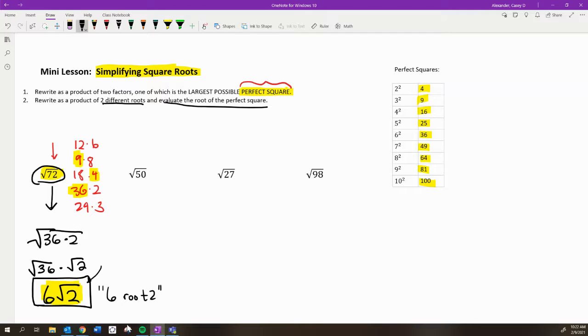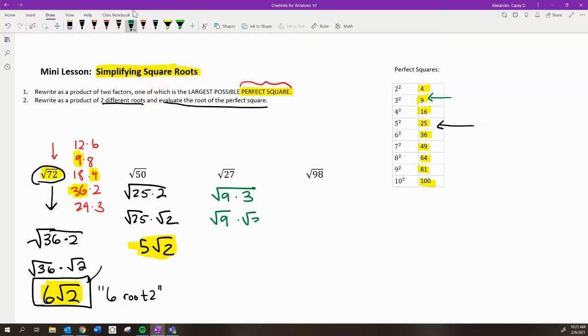Let's do another couple here. So if I look at the perfect squares here, I think 25 divides into 50. So I could rewrite that as 25 times 2, or the square root of 25 times the square root of 2, and that would be 5 root 2. Let's think about 27. I think you can rewrite 27 as 9 times 3. 9 is a perfect square, so that's good. So that's the square root of 9 times the square root of 3, or we would say that the answer is 3 root 3.